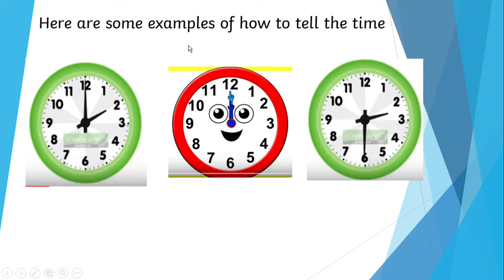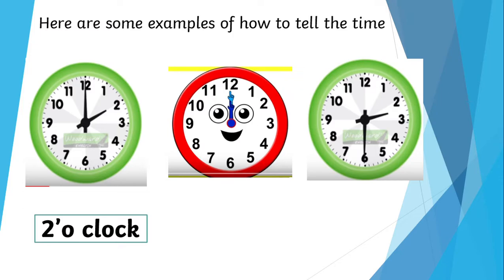Here are some examples of how to tell the time. This clock is showing 2 o'clock. Let's see how. The hour hand or the short hand of the clock is pointing towards 2. That is 2. The hour is 2 and the minute hand or the long hand is pointing towards 12. And so we can say the time this clock is showing is 2 o'clock.